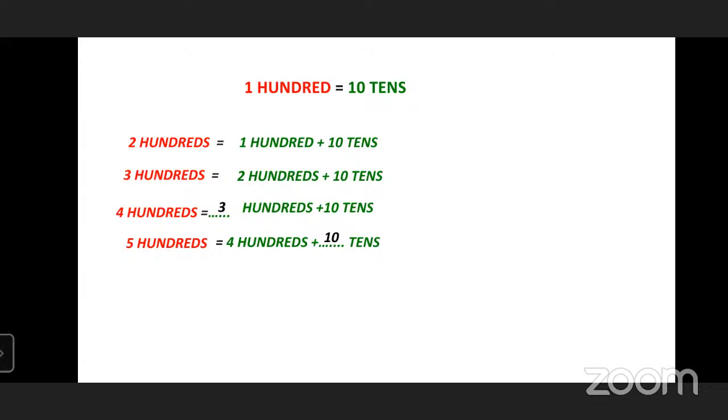200 is equal to 100 plus 10 tens. Then 300 is equal to 200 plus 10 tens. 400 is equal to 300 plus 10 tens. And last, 500 is equal to 400 plus 10 tens. So here it means we have untied only 100. We have done the conversion of only 100 into 10 tens, and the remaining numbers we have written as it is.